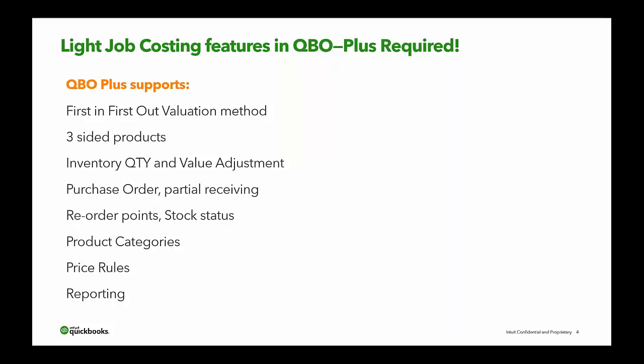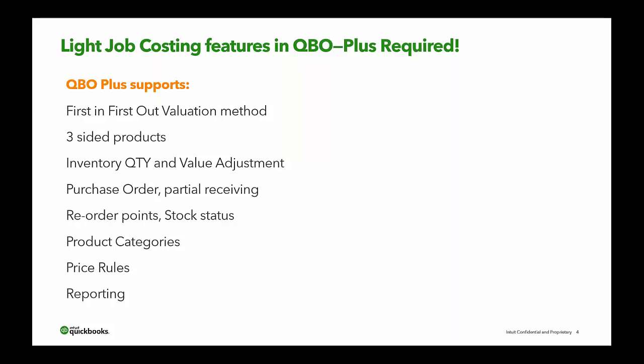So really it's, sorry, not job costing, but inventory features, light inventory. It's first in, first out valuation method. So I just named the slide wrong. Forgive me for that. Three-sided items, though, so similar to desktop, but it's not average cost. So it's first in, first out as a valuation method.